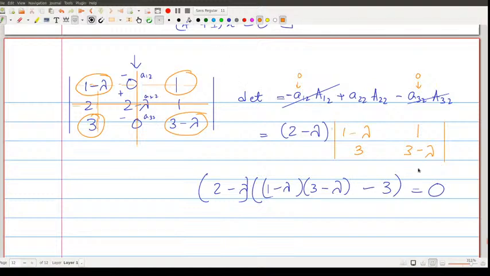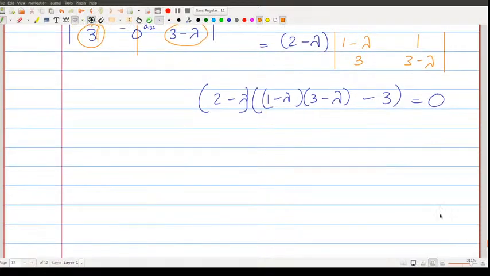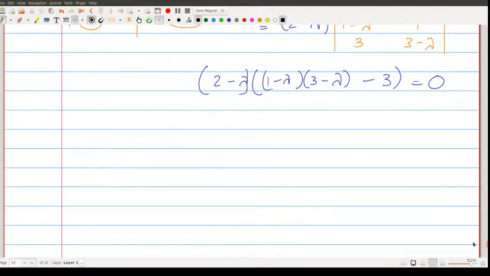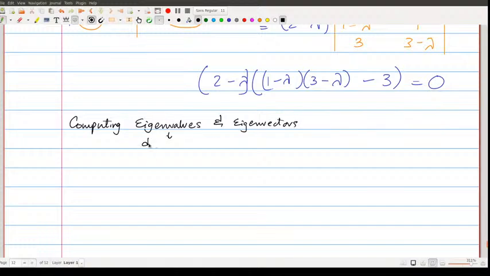Okay, so we know what eigenvalues are. We have some idea of what eigenvectors are, and we now have some way of computing them, right? Let me just recap how we do this. We first compute eigenvalues and eigenvectors. To find the eigenvalues, you solve the characteristic equation, which is the determinant of A minus lambda I equals 0.